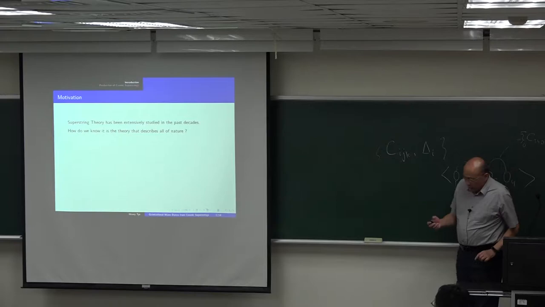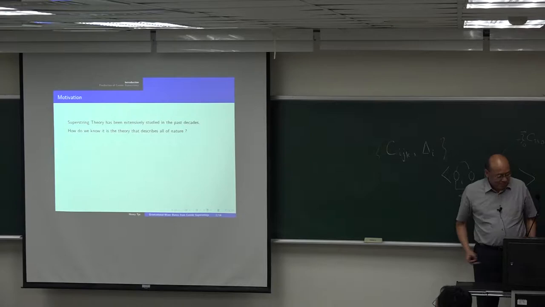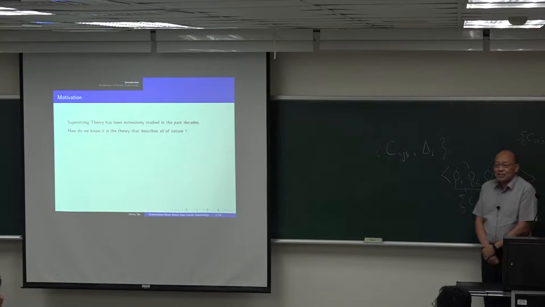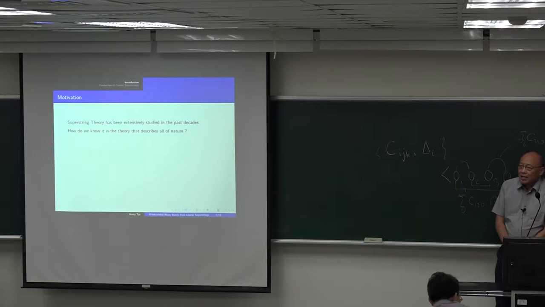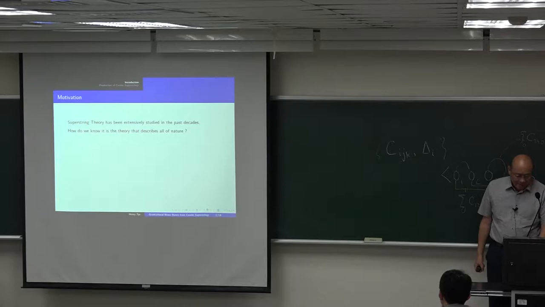Superstring theory has been extensively studied in the last decade, measured by number of papers, I think about 10,000 or more. But how do we know it is the theory that describes nature? We assume that's the case. We have some reason to believe so because we have a consistent quantum gravity, but it would be nice to know if there's some way to test this basic assumption, considering the fact that the community has put so much effort into it.